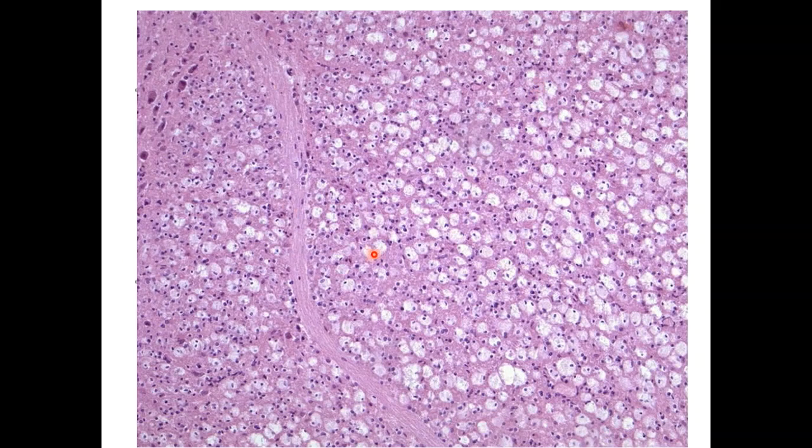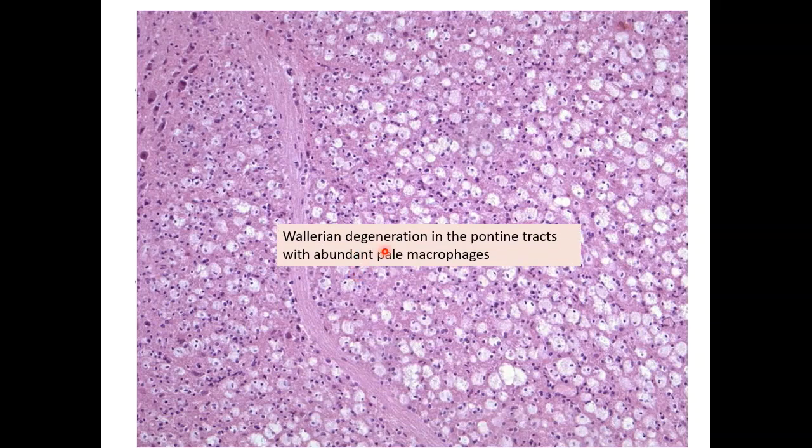What do you see here? There is infiltration by macrophages in the characteristic Wallerian degeneration seen in the pontine tracts, okay, and there is abundant infiltration of these pale staining macrophages, which are here to clear the tissue debris. And the background shows characteristic gliosis, and these are the gemistocytes.